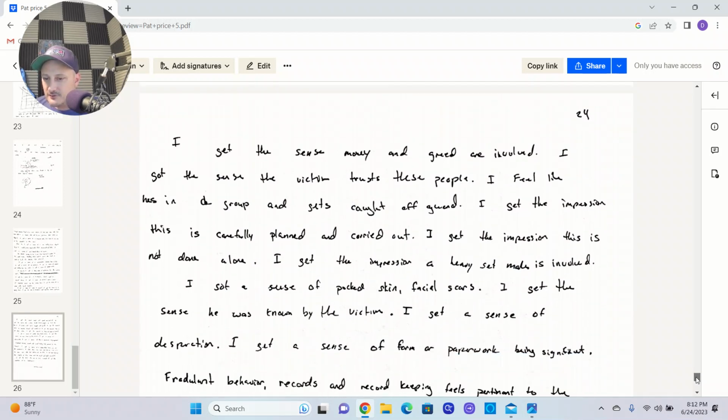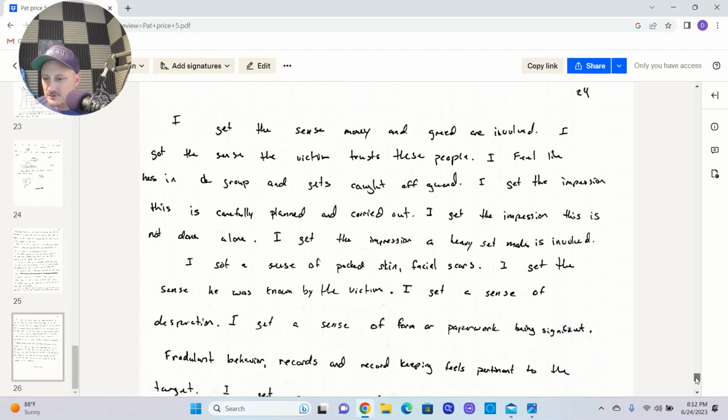The sense of money and greed are involved. The sense of victim trusts these people. Feel like he's in a group and gets caught off guard. The impression this is carefully planned and carried out. Get the impression this is not done alone. Get the impression a heavy-set male is involved. Sense of pock skin, facial scars. Sense he was known by the victim.